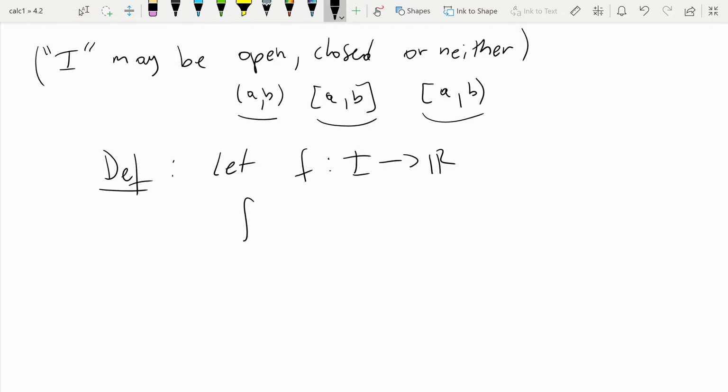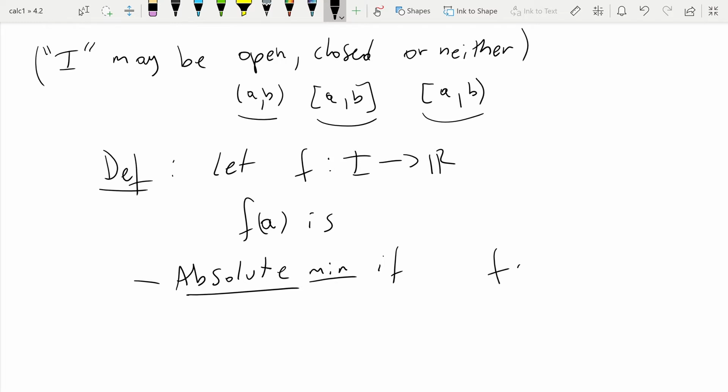Then f of a is said to be an absolute minimum if f of a is not greater than any f of x for all values of x inside the interval I.